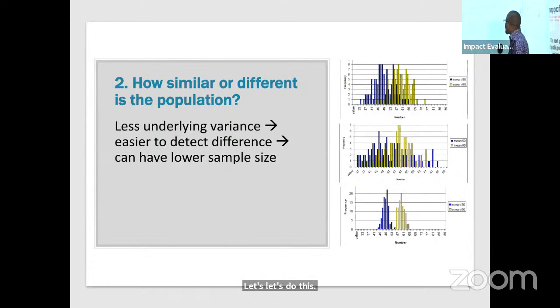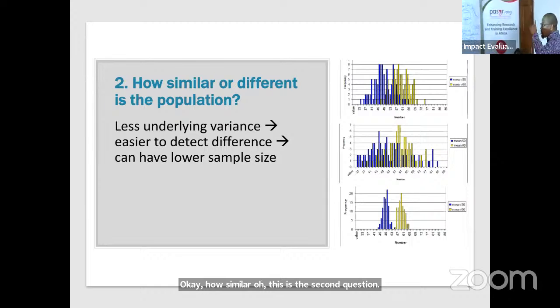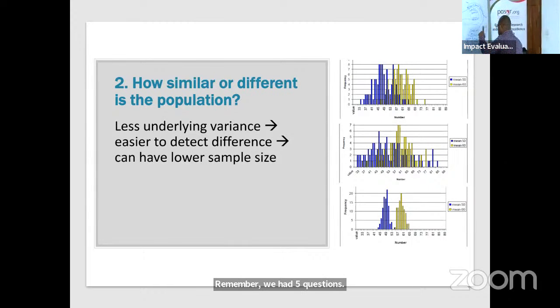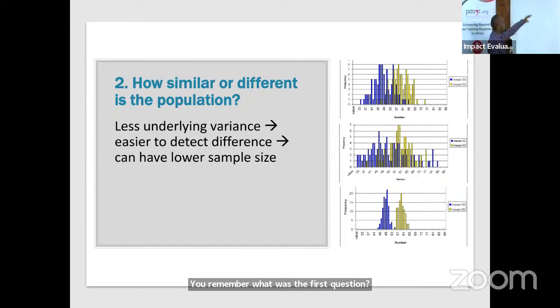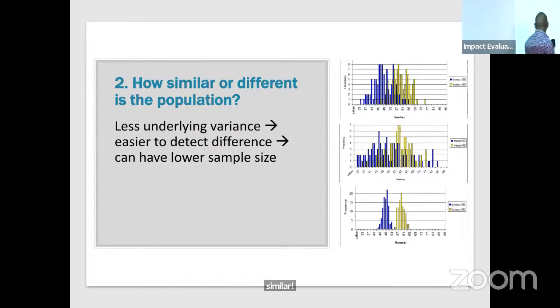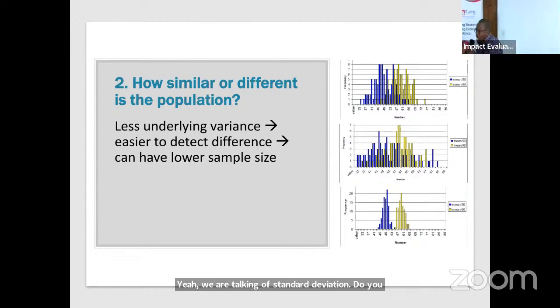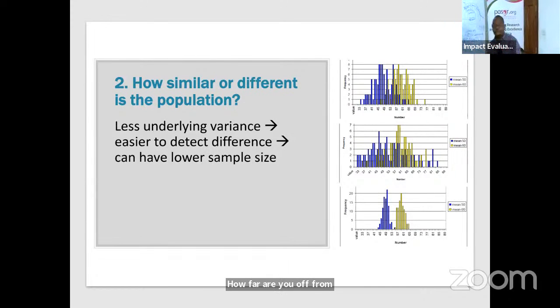Okay? How similar? Oh, this is the second question. Remember, we had 5 questions. Do you remember? What was the first question? Type 1, type 2. We have dealt with that. Now, how similar or different is the population? Here we are talking of standard deviation. Remember, underlying variance. How far are you off from the mean? The distribution of the sample.